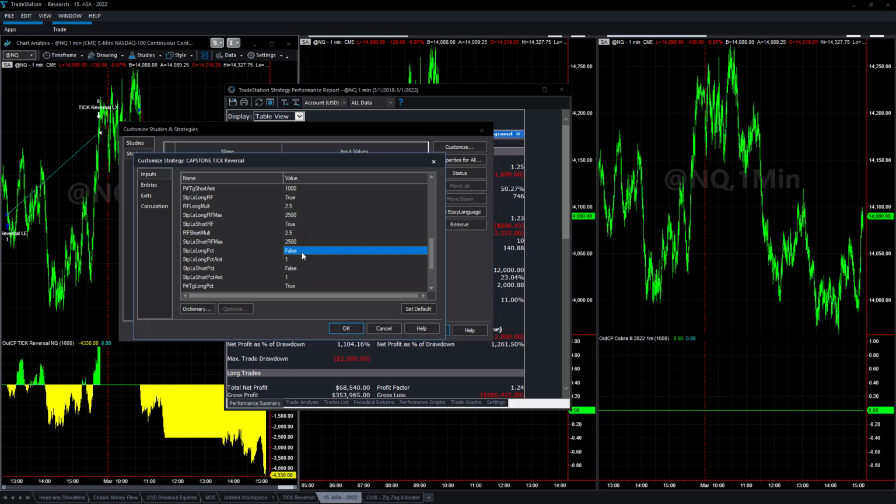This is a percentage not of your account. This is a percentage of the market move. So you have to distinguish when you talk about percentage. Sometimes it's a risk percentage of account. This is not a risk percentage of account. This is a percentage based on the market move.